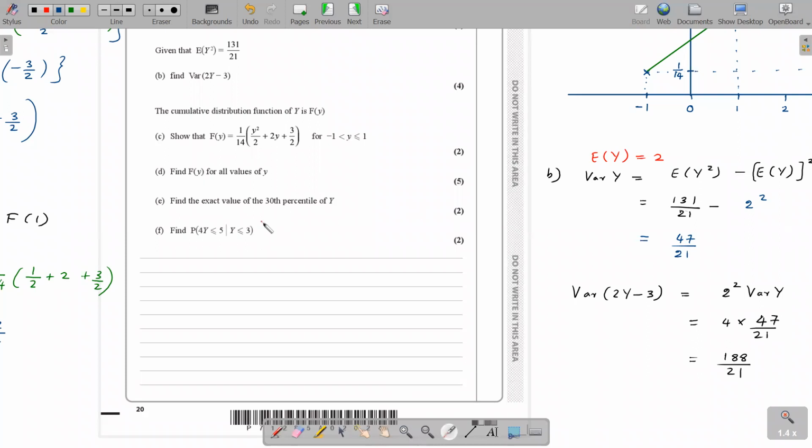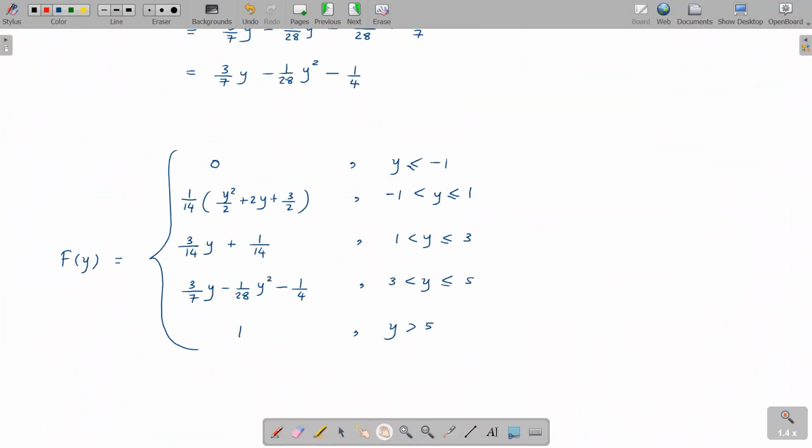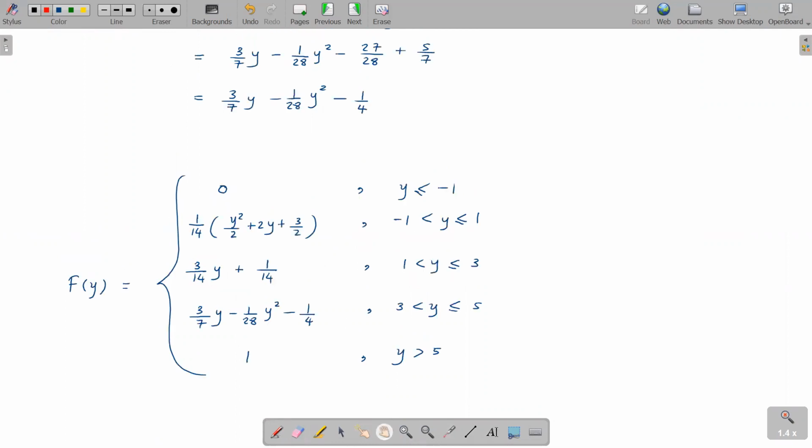Okay, next part. Part E, they ask you to find the exact value of the 30th percentile of y. 30th percentile means you have covered 30% of your area. Okay, so your first thing is you need to first understand in which region the value lies, because to use capital Fy, we could use directly capital Fy is 30%. But the thing is you need to realize which region it lies in before you use it. So we need to do a little bit of thinking here.